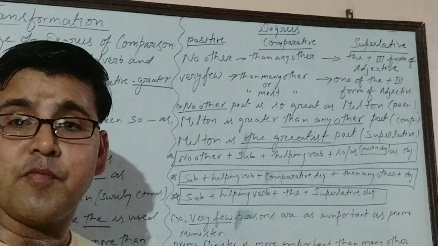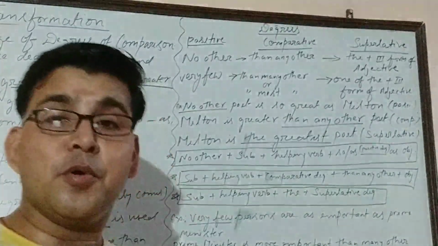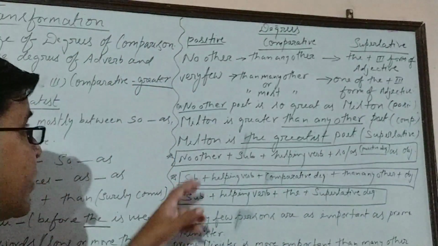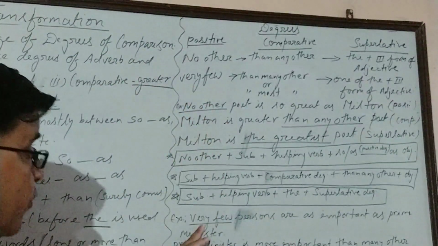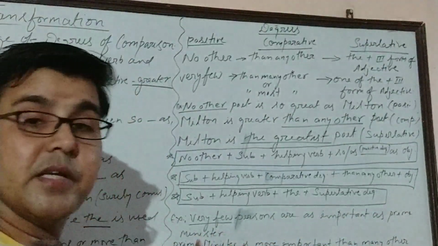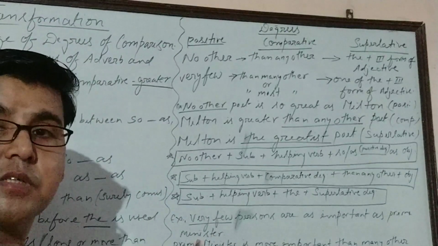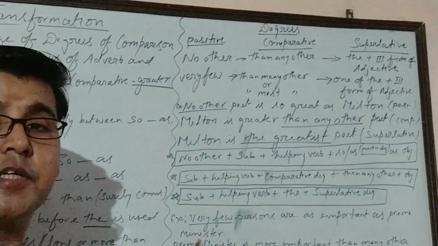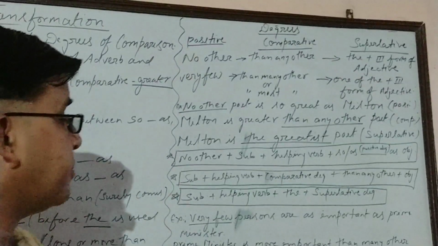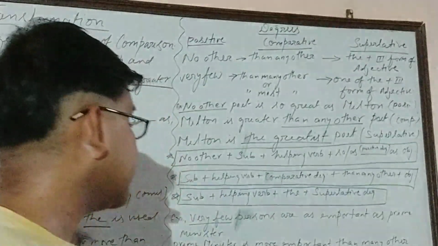You can note it down somewhere so that you know what comes after. Now next we are using the second line. Like, very few persons are as important as the Prime Minister. Okay, this is positive degree. Now we are going to change into comparative. Prime Minister is more important than many other persons.